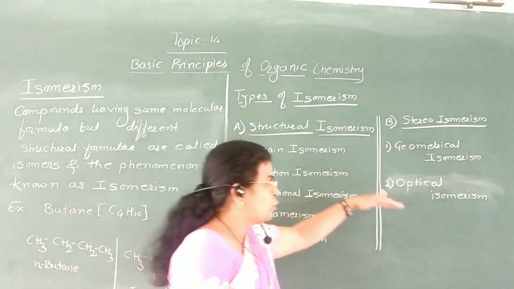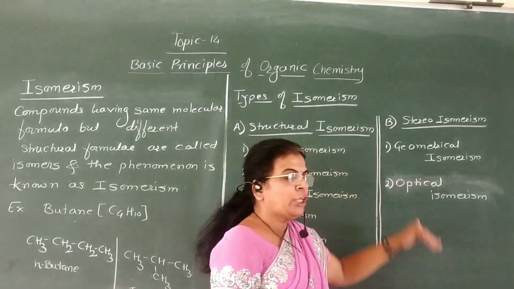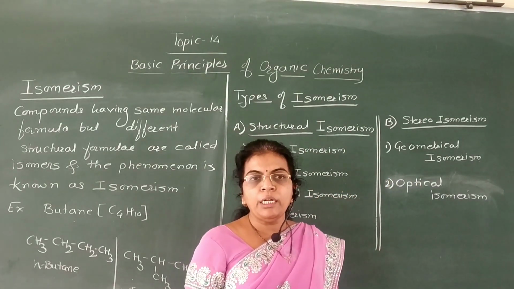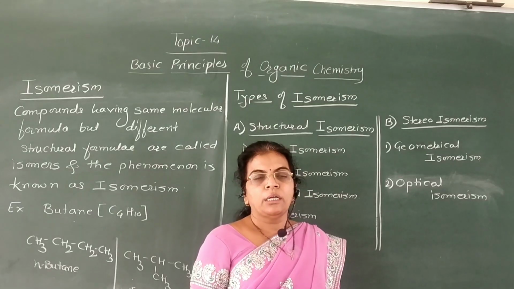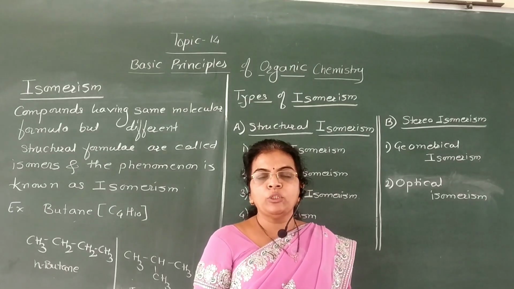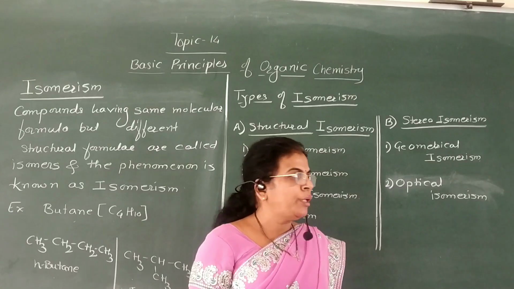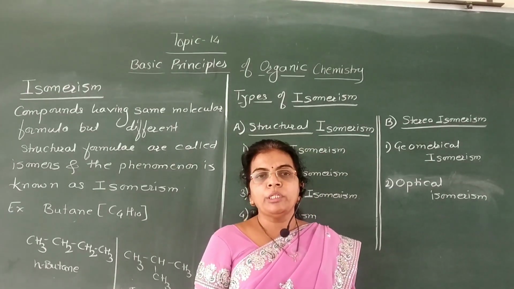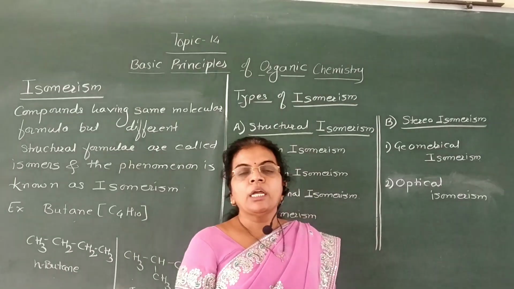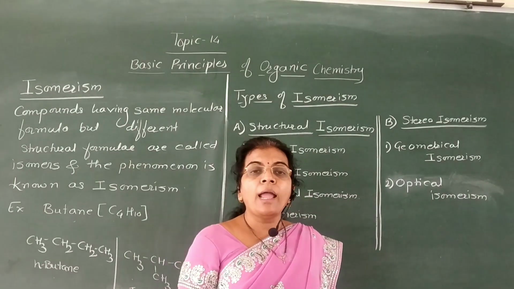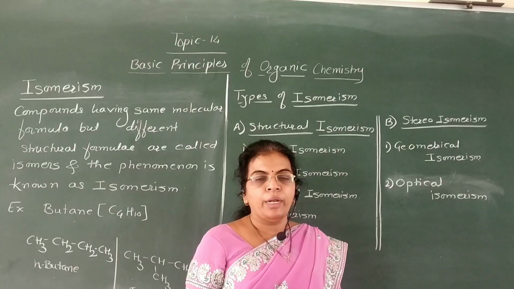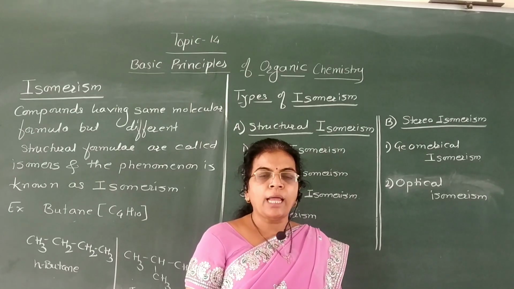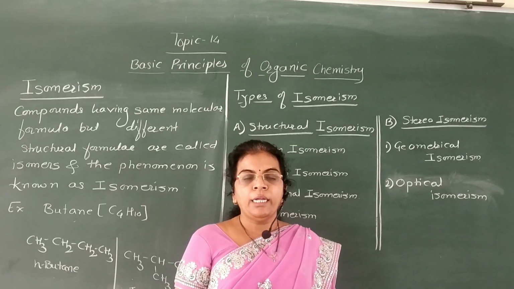Then stereoisomerism, in which first is geometrical isomerism. Geometrical isomerism is generally present in alkenes. There are two types of geometrical isomerism, cis and trans isomerism, and second is optical isomerism. This optical isomerism is generally present in compounds having a chiral or asymmetric carbon atom. Now we are going to discuss all these types of isomerism in detail.